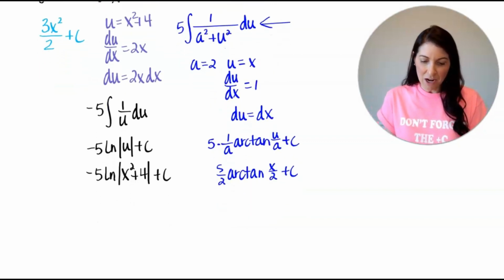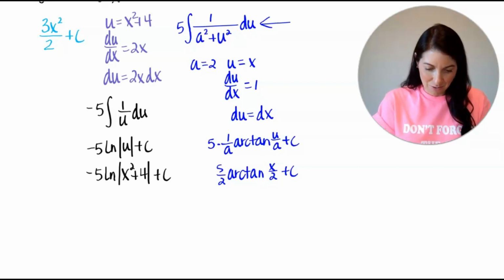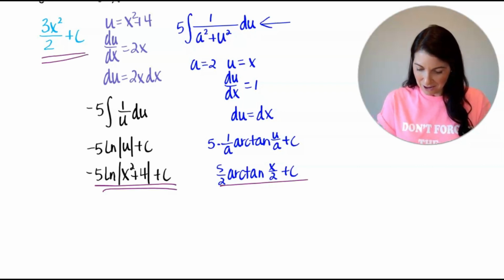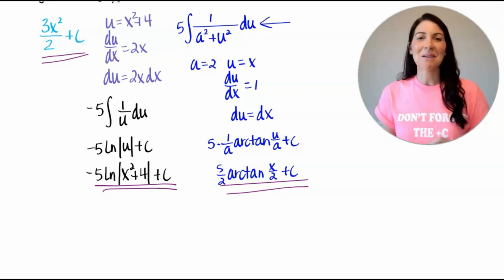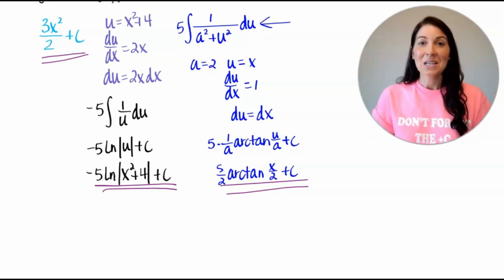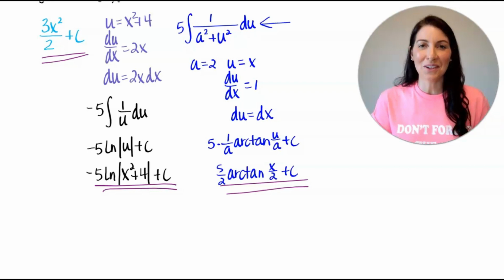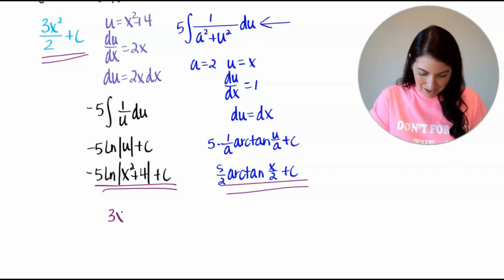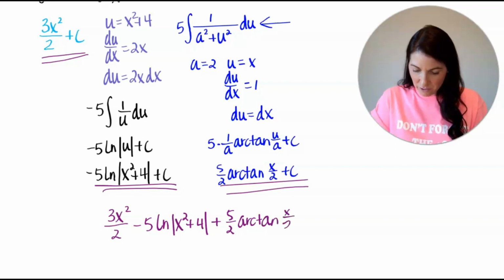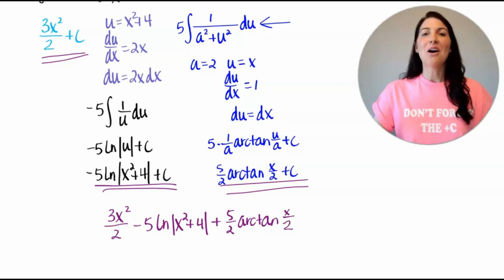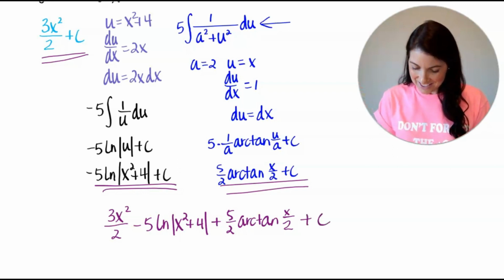And now it's time to write all 3 of these together. So we have this one, we have this one, and we have this one. And guess what a constant plus a constant plus a constant is? A constant. So I'm just going to put a single plus c at the end. So my final answer of this beautiful integral is going to be 3x squared divided by 2 minus 5 times the natural log of the absolute value of x squared plus 4 plus 5 divided by 2 arctangent of x over 2. And then after all that, don't forget your plus c. And there we have it.